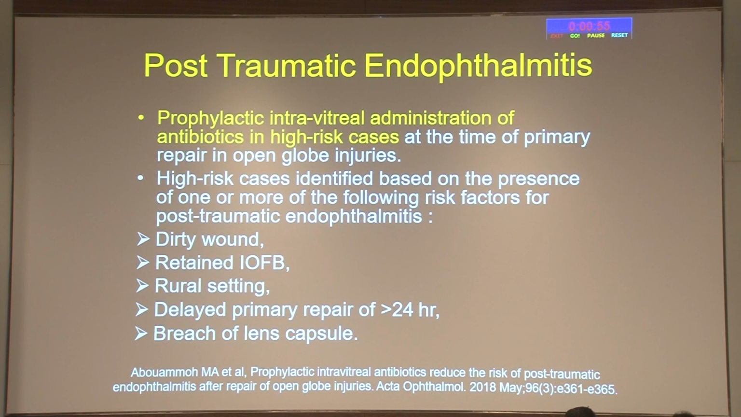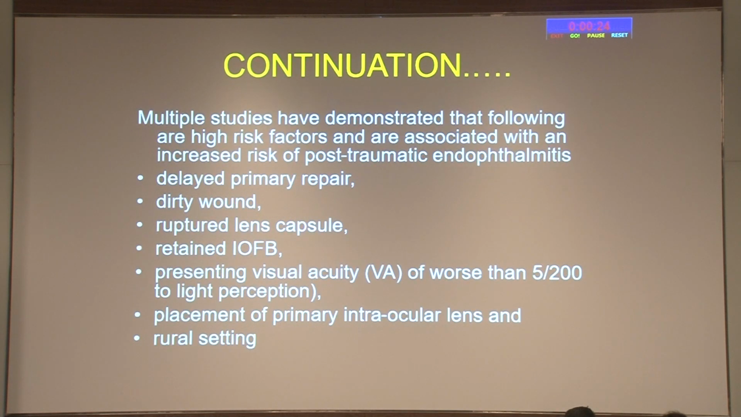For post-traumatic endophthalmitis, there is a well accepted publication. They say that prophylactic intravitreal administration of antibiotic in high-risk cases is mandatory in an open globe injury. So who are the high-risk cases? Dirty wound, retained intraocular foreign body, delayed presentation, rural setting, breach of the anterior capsule. These are all scenarios which cause early traumatic endophthalmitis.